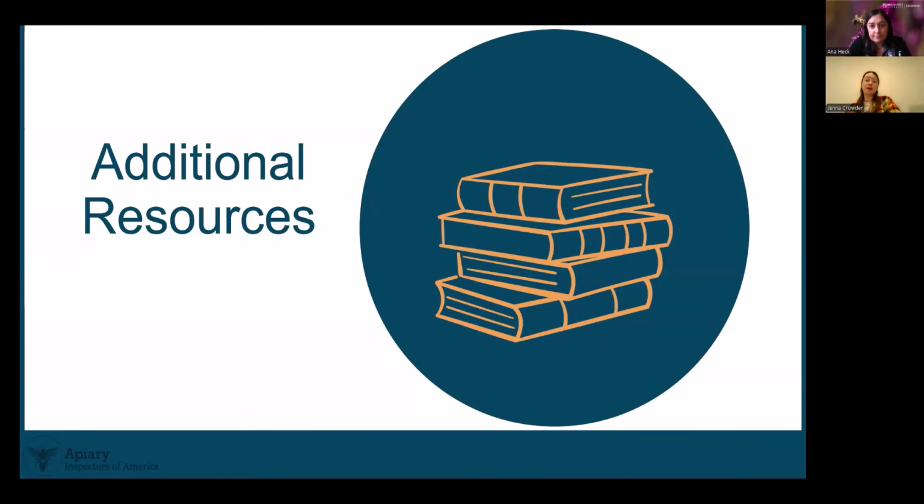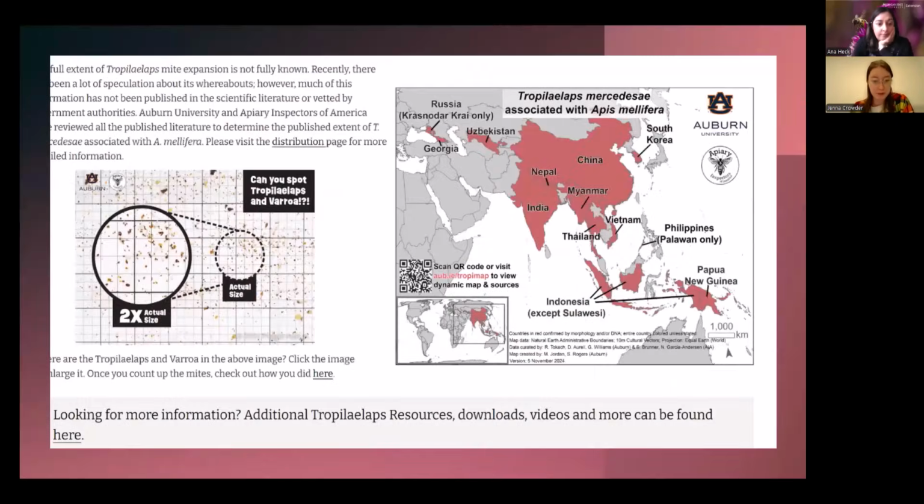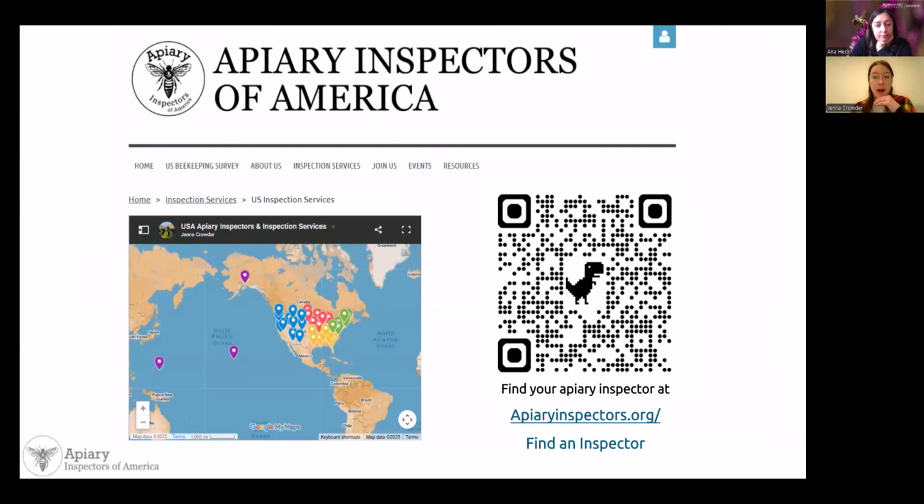Now I'm going to just wrap up here, point you back to some additional resources. These have also been mentioned in the previous presentation, but just to shout them out again, the website honeybeepest.org/tropy is a great, reliable resource for more Tropaelaelaps information, distribution, and the ongoing research on it. So definitely check that out. There are some really fantastic images from in the field, images of more of these sticky boards, and more information about the distribution. And then, of course, shouting out the Apiary Inspectors of America website.